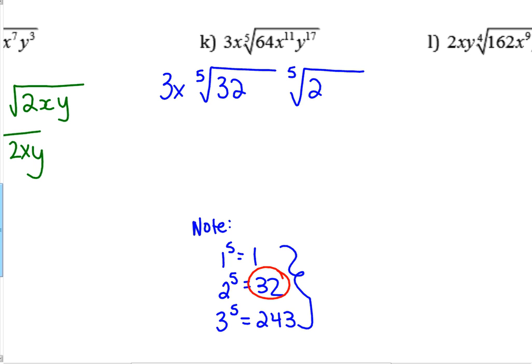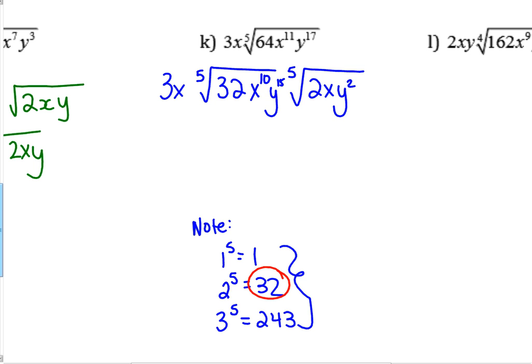Okay, now how am I going to split up x to the power of 11? We want the largest multiple of what? 5, the index. So 10, you're going to use 10. Largest multiple of 5, we can do x to the 10. And then, how many x's left over? 1. Okay, y to the 17. Largest multiple of 5. 15. And how many y's left over? 2.